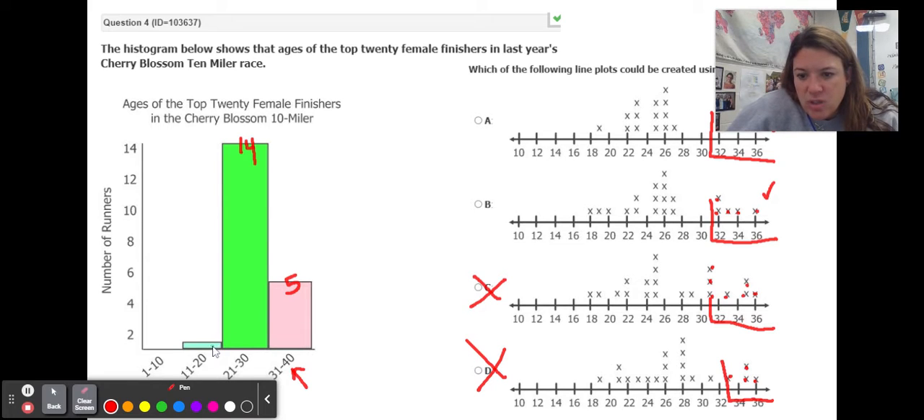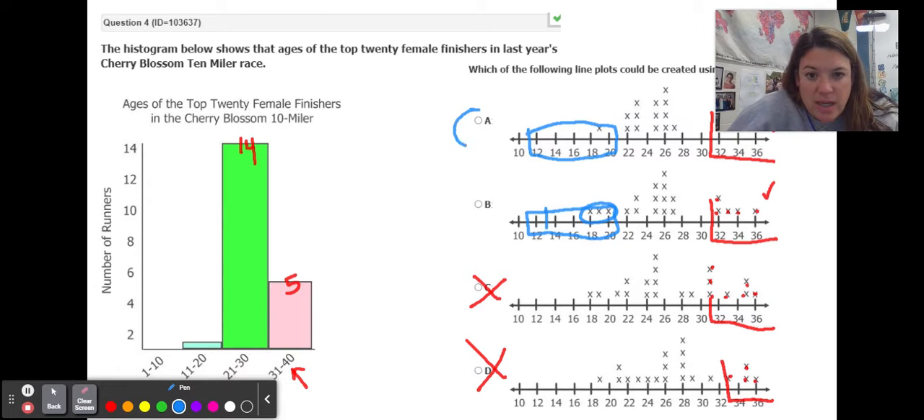It looks like 11 to 20 is either a 1 or a 2. So this 11 to 20 is from, let's do from 11. Oh, wait, that's not 11. 11 to 20 would be in this range. And that looks like there's 3 there, and this 11 to 20 only has 1. So it is A because there's only 1 there in the 11 to 20. All right.